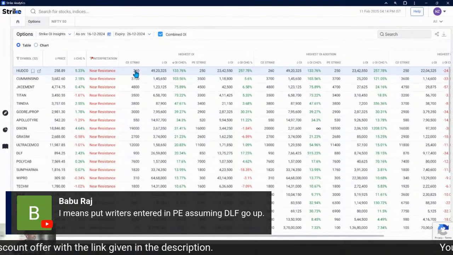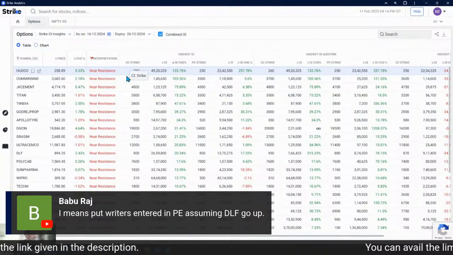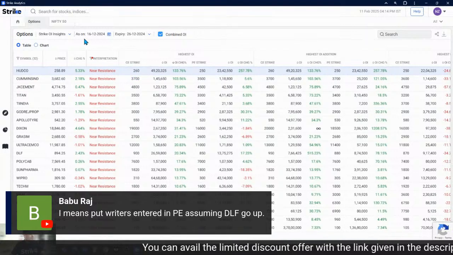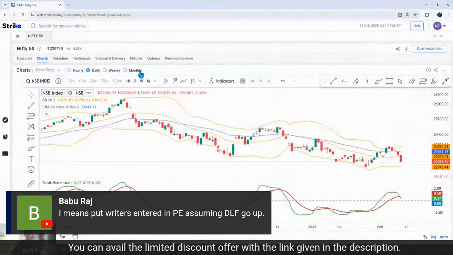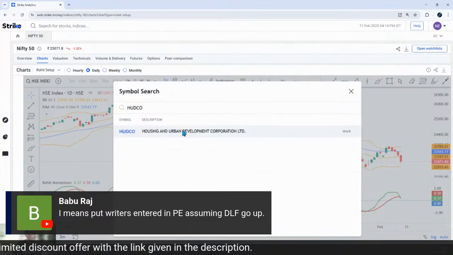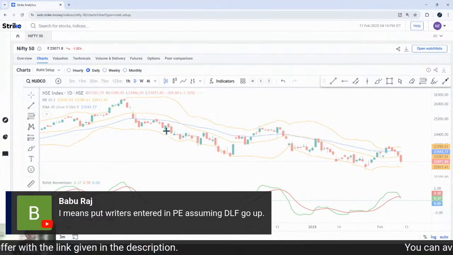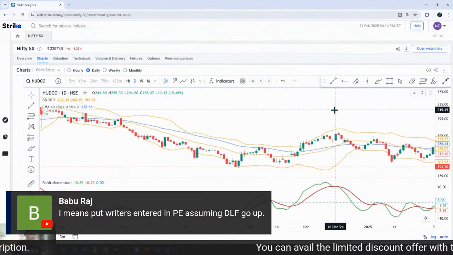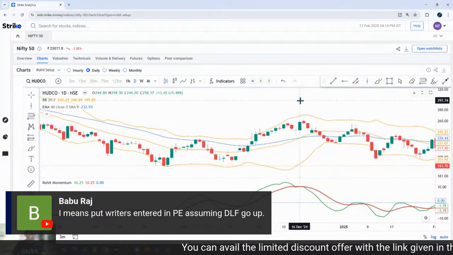So in this case, we can sell a call option of 260 of Hudco the next day. So 16th of December. Let me go to the charts of Hudco. So this is Hudco. 16th of December is over here. Have a look at this. I'll mark a vertical line.